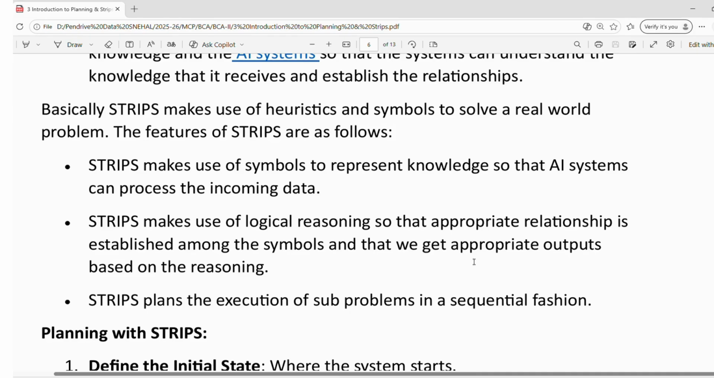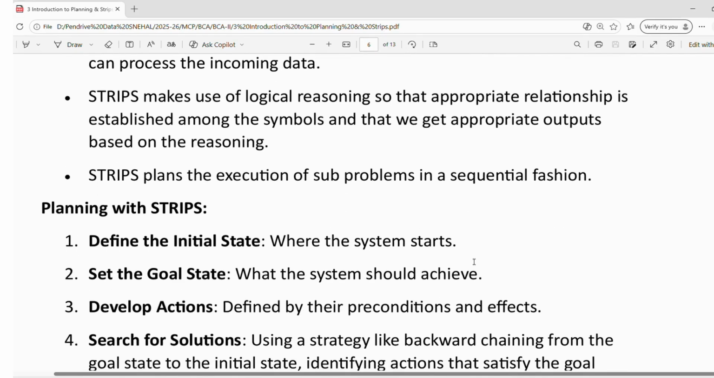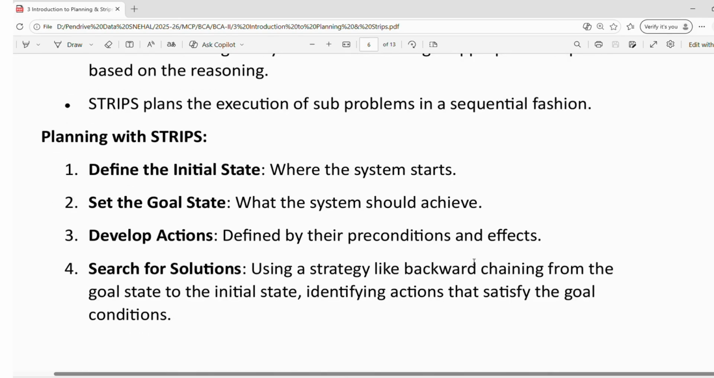Let's see next how we plan with STRIPS. The very first stage of planning with STRIPS is to define the initial state, where the system starts. Then the second stage is to set the goal state. It is what the system should achieve. Then the third one is to develop actions, which are defined by their preconditions and effects.